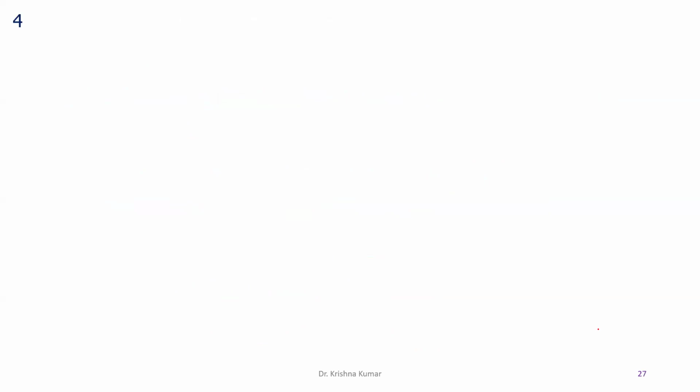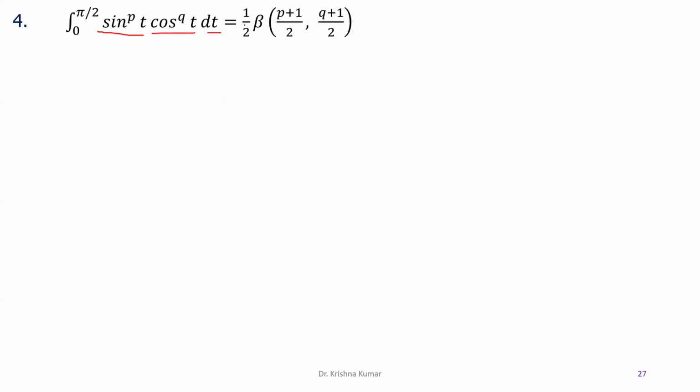Property number 4. Integration under the limit 0 to pi by 2 of sine to the power p t into cos to the power q t dt is equal to 1 upon 2 beta of (p plus 1) by 2 and (q plus 1) by 2.